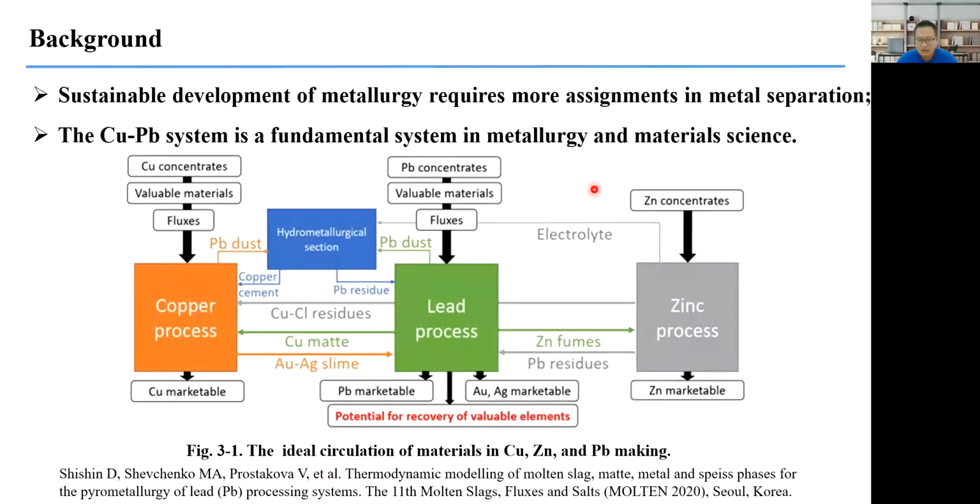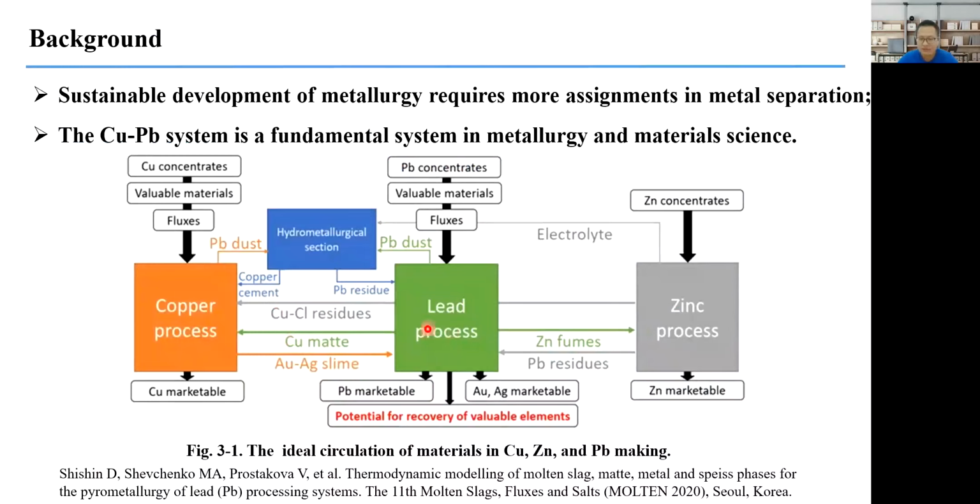And they are offering the idea that these three metals should be processed in one unit or in one factory. So those streams should be nicely organized and exchanged. The copper, lead, and zinc. And now we are talking about the copper and lead binary. So we can find this out here.